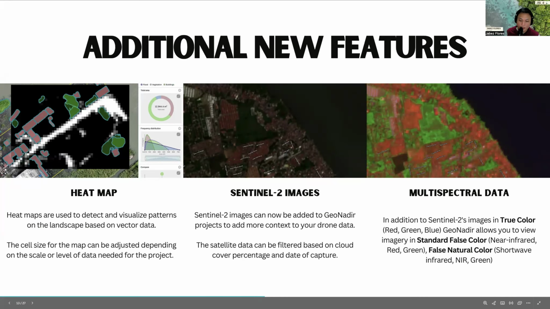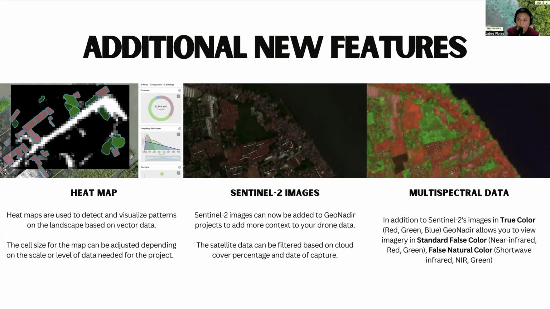So in this image, you can see here, we generated a heat map of flooding in a project that we have in Santa Rosa, Laguna. So the same method can be applied to digitize flora and fauna. So in this visualization, you can see where the floodwaters are using this heat map.